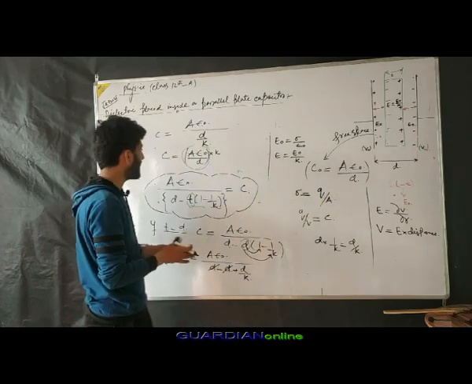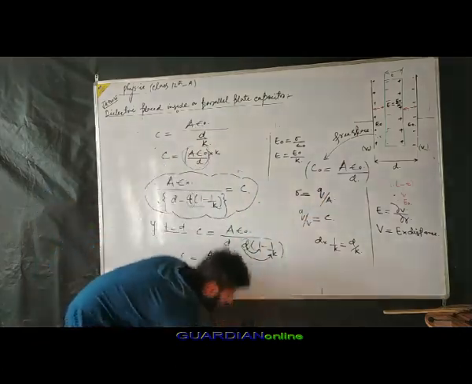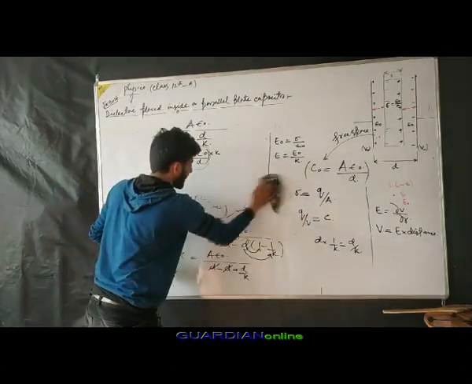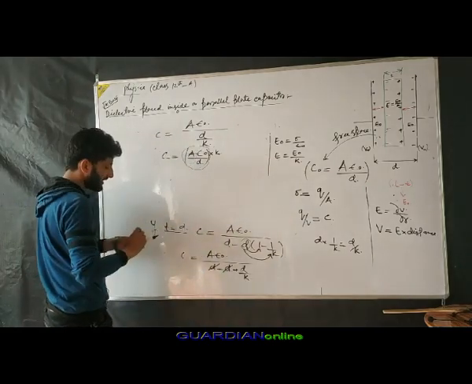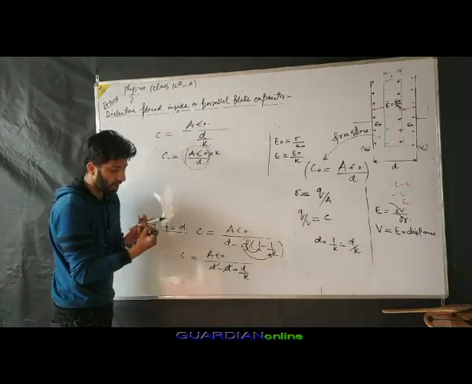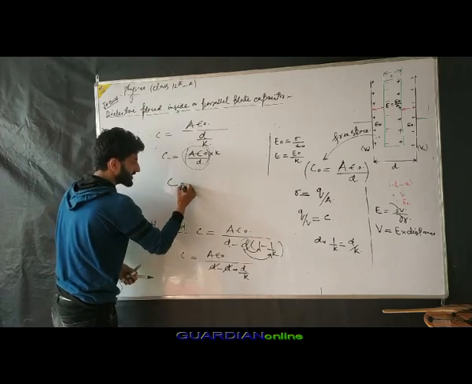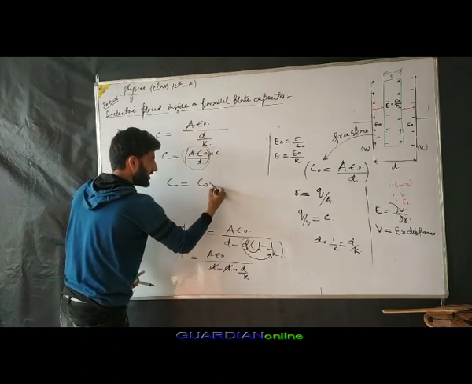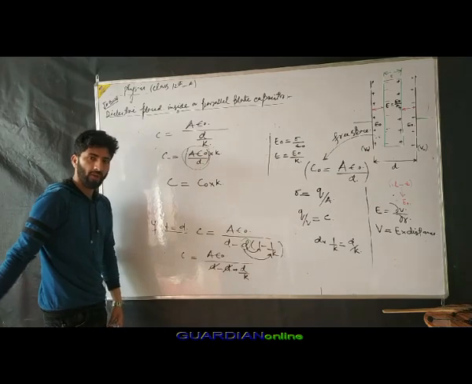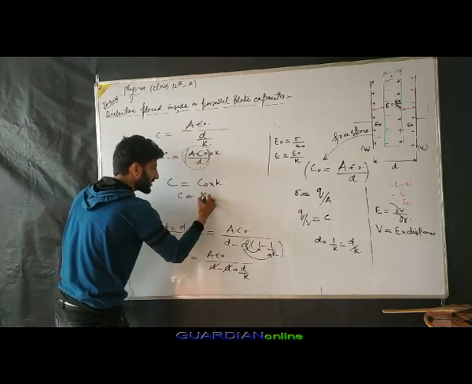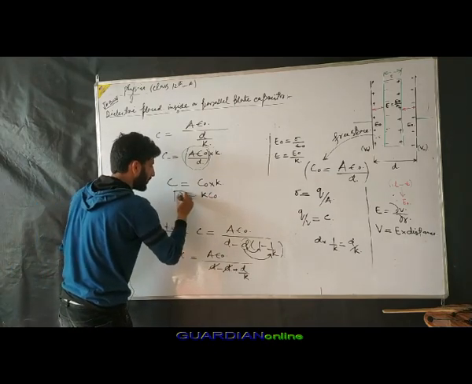So we can replace now. Yes, the equation is A epsilon naught divided by D. You can replace it by C naught. So you see the capacitance is C naught into K, or we can write C is equal to K C naught. One of the important equations.